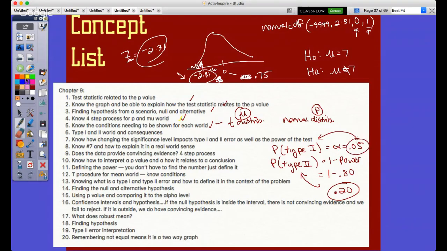Now, what if I decrease the alpha level to 0.01 instead of 0.05? Okay, so you got to think about this. That means my probability of type 1 error would decrease. Does that make sense? Because I changed the alpha level.